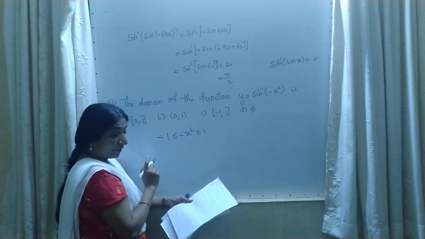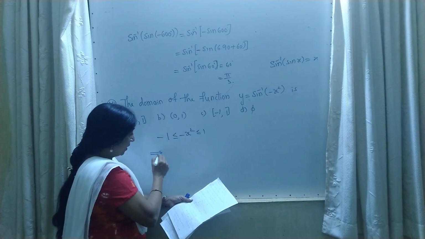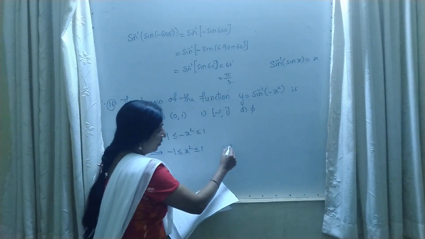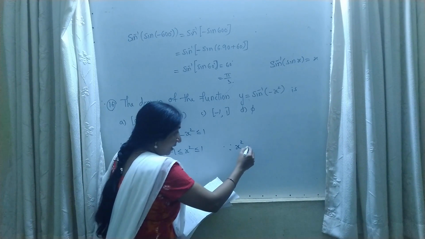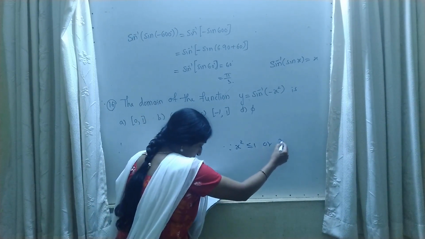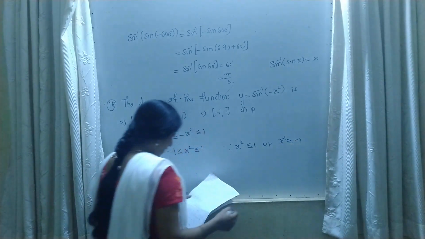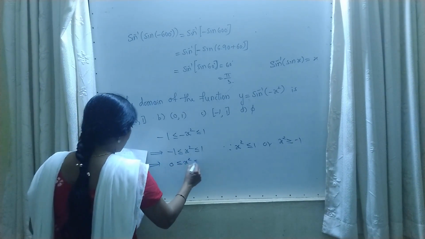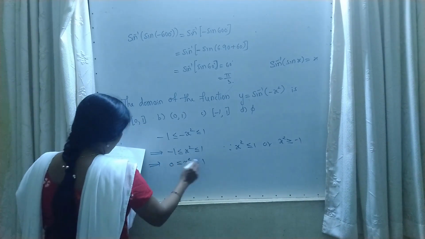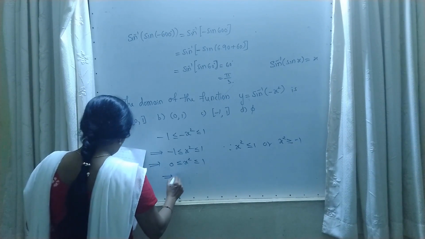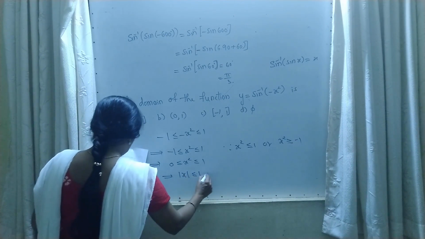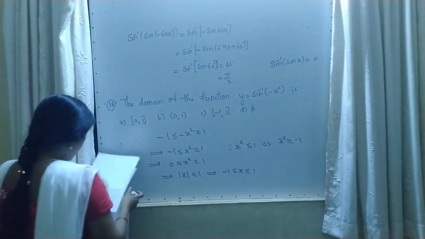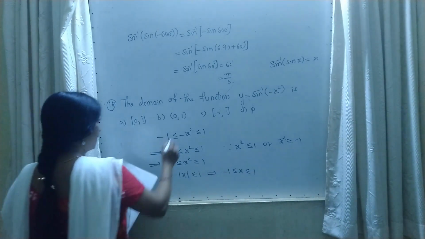You are familiar with allied angles. This is written as, because x square is less than or equal to 1 or x square is greater than or equal to minus 1. And we are always taking the least. The least is square, so we are taking the least, that is 0. This implies it is nothing but, so the answer is C.